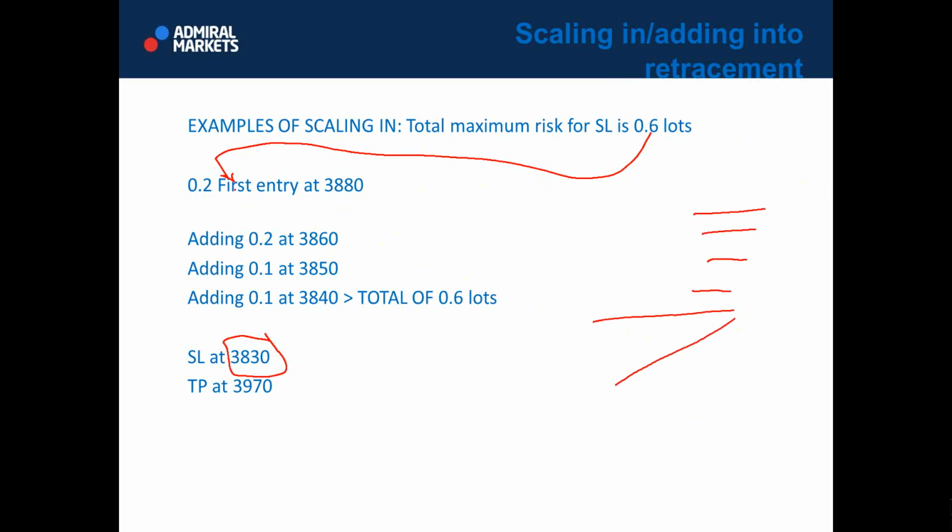So first entry is 0.2. Second entry is at 38.60, 0.2. Third entry is 0.1 at 38.50 and 0.1 at 38.40. So that is a total of 0.6 lots. Stop loss is 38.30. TP is at 39.70.